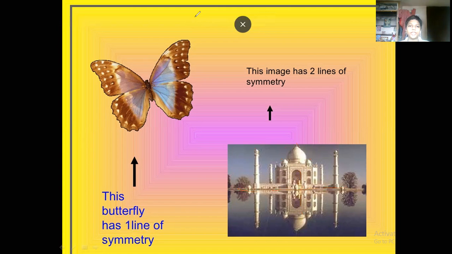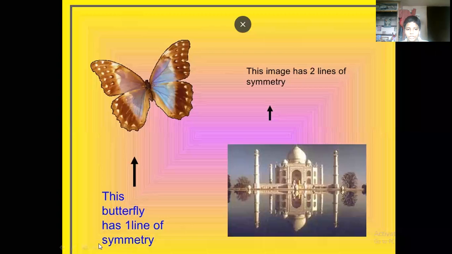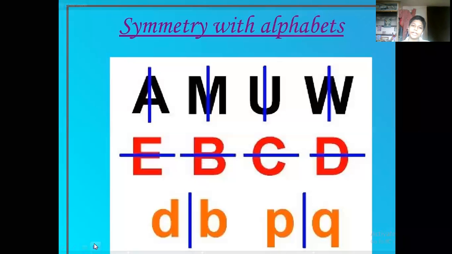So what are the two lines of symmetry in the Taj Mahal? Like this, one line of symmetry. The Taj Mahal has two lines of symmetry. Okay. So these are some examples of finding lines of symmetry. If you do a lot of sums, you will be getting clear.